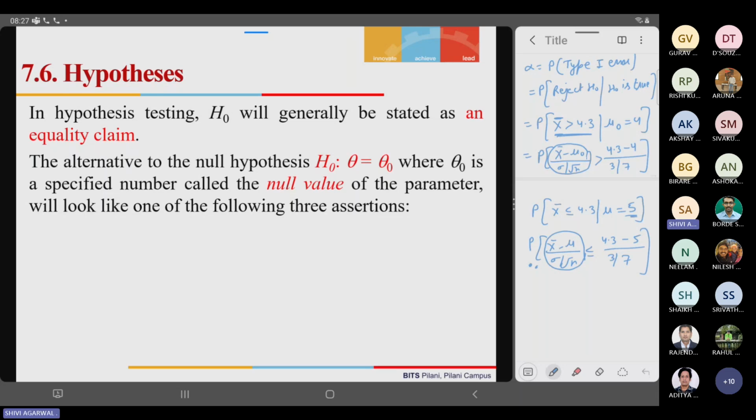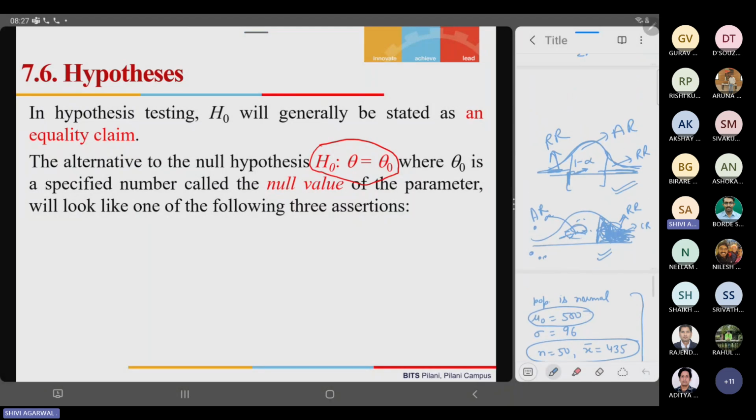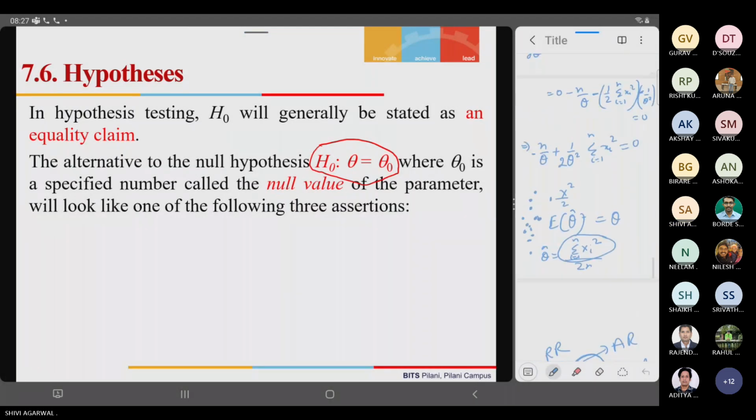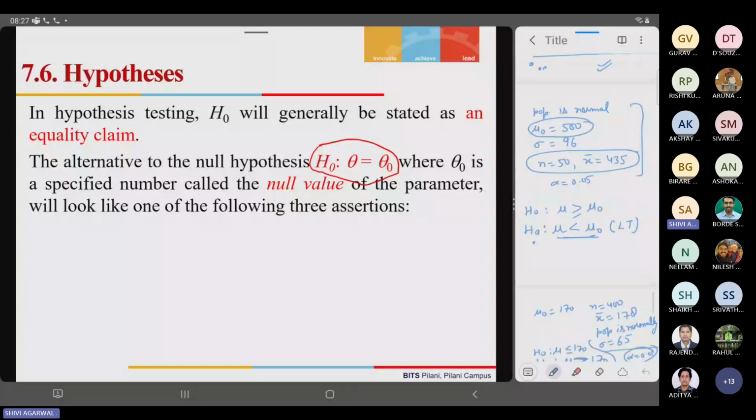Okay. So in the last class, we did hypothesis testing. We have two types of hypothesis: the null hypothesis, and second, the alternate hypothesis. H0 we consider an equality claim, and that's why we define H0 as theta equal to theta naught, the null value. If you remember, we had two hypotheses, and the right tail, left tail, and two tail.